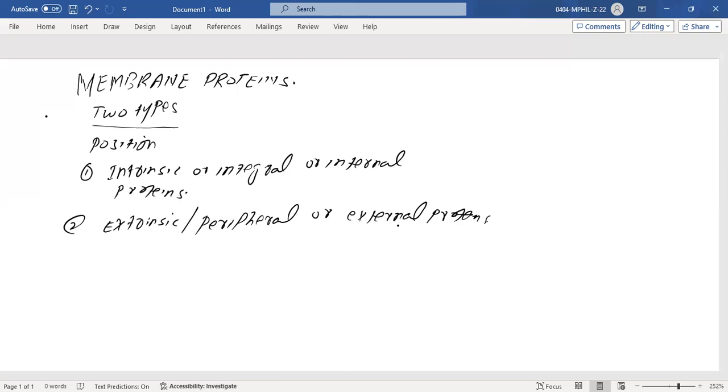Intrinsic starts with "in", so it means something which is inside of the plasma membrane. And extrinsic, "ex", we commonly use for something which is outside. Or peripheral, something which is outside at the periphery of the region which you are commonly discussing. So let's talk about the intrinsic or integral or internal proteins.